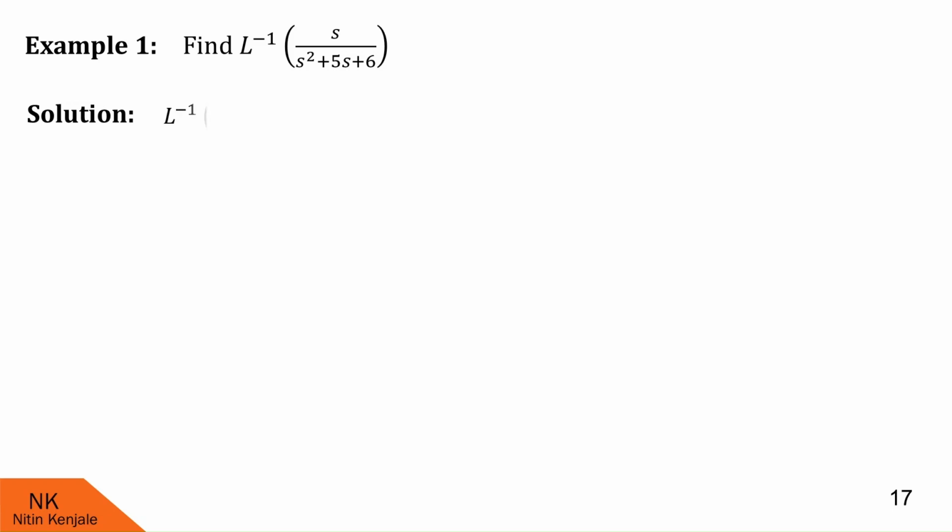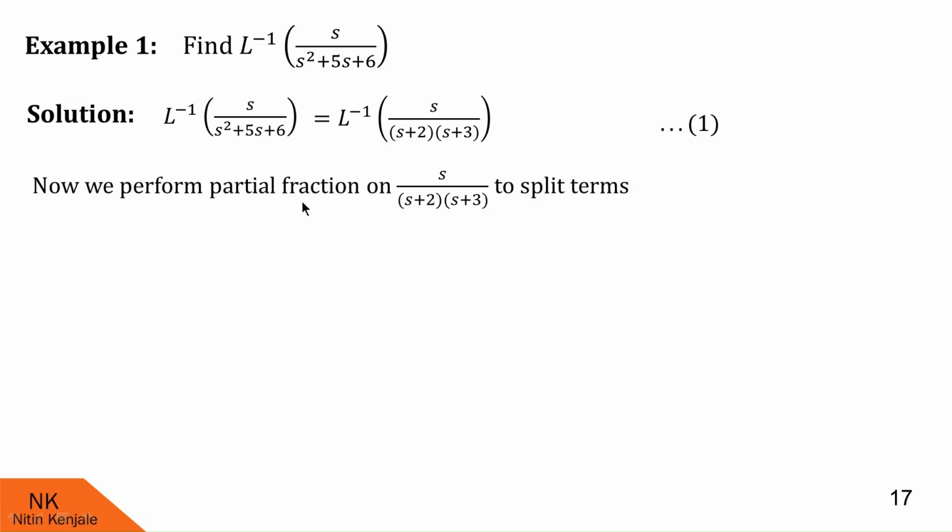First of all, we factorize this denominator as (s plus 2) into (s plus 3). To do this, you can use a calculator to find its roots, and from those roots you can write its factors. Now the problem of finding L inverse of this function is reduced to the problem of finding L inverse of this function. Further, to make it simpler, we will split this function into two terms using partial fraction. For the time being, we call this equation number 1.